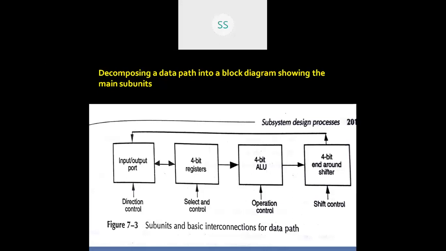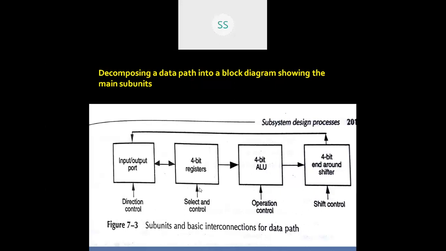Now this data path is further decomposed. Here we look at decomposing the data path into a block diagram. This is the in-depth inspection of the data path, a block diagram showing the main subunits. This is a figure showing the subunits and basic interconnections for the data path.